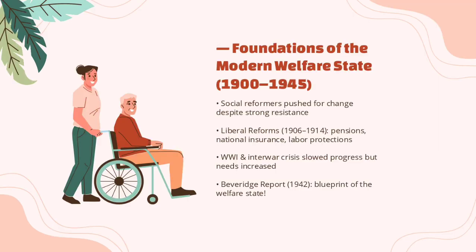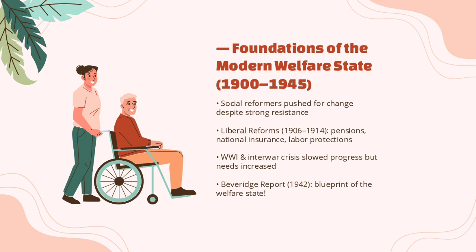The foundation of the modern welfare state. Social reformers pushed for change despite strong resistance. Liberal reform from 1906 to 1914 brought pensions, national insurance, and labor protection. World War I and the interwar crisis slowed progress, but need increased. The Beveridge Report of 1942 was the blueprint of the welfare state.